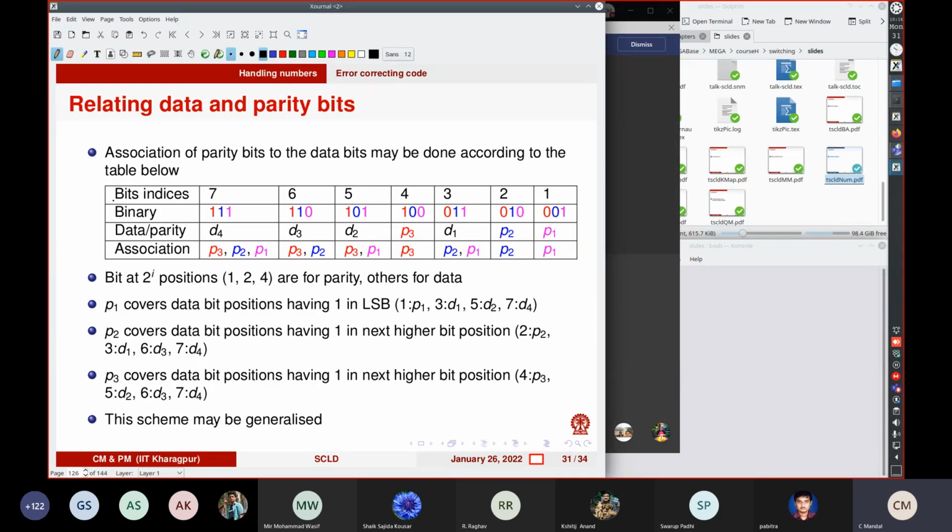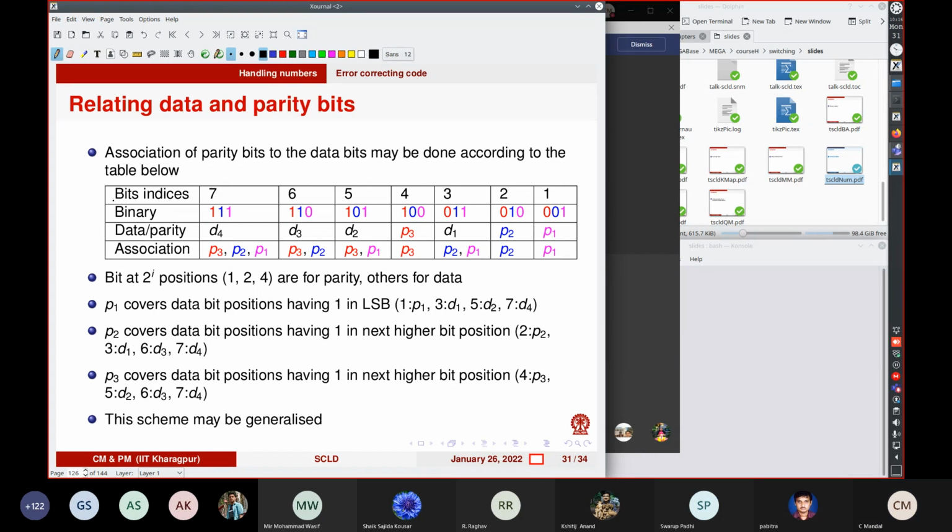So, let us see. This is how it is typically done. The association is indicated in this manner.